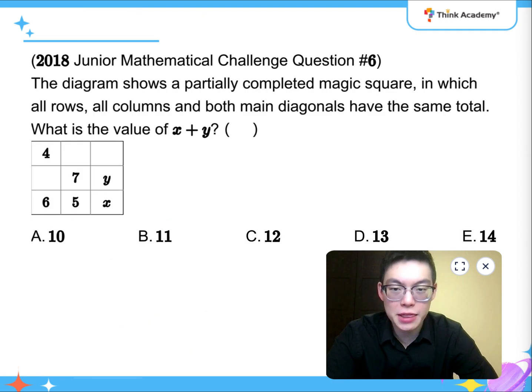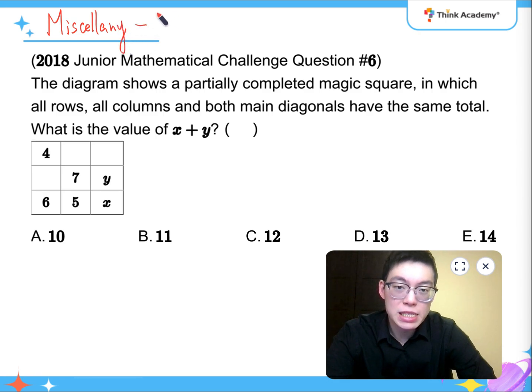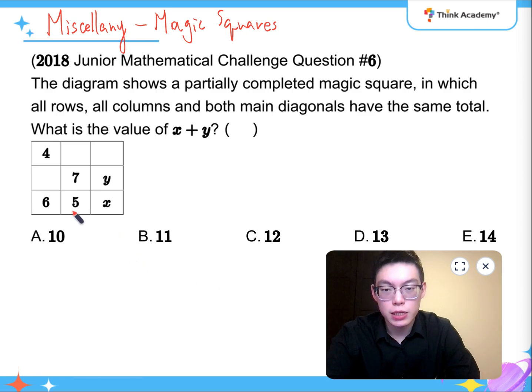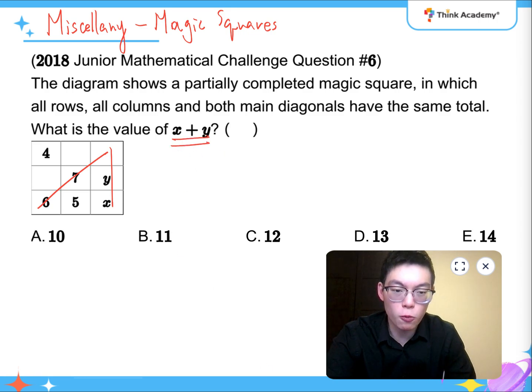As for the 6th question, so this is a pretty clever one. It might spend you some time if you don't know magic squares really well. So it belongs to miscellany and it's going to be about magic squares, right? So essentially we know that in magic squares all the rows, columns and both main diagonals have the same total, which means that if you look at this diagonal and this column, they should have the same total, right? And I want to find the value of x adding y.